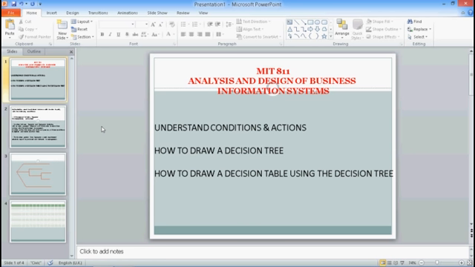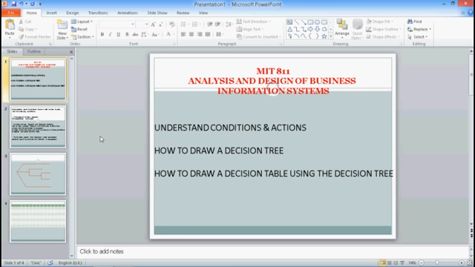Now, before we go ahead and draw a data flow diagram for any situation, we first have to know that designing an information system is about designing a system that can take some actions based on some set of conditions. If the conditions are met, then an action is taken. If the conditions are not met, then a different action or a different set of actions are taken.